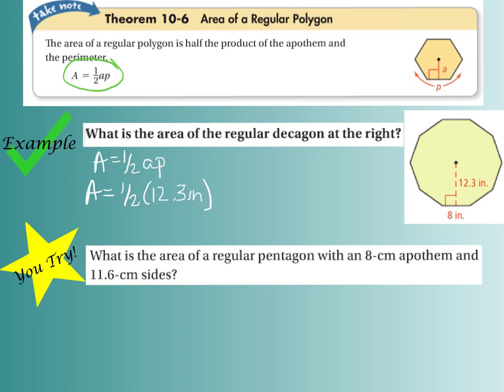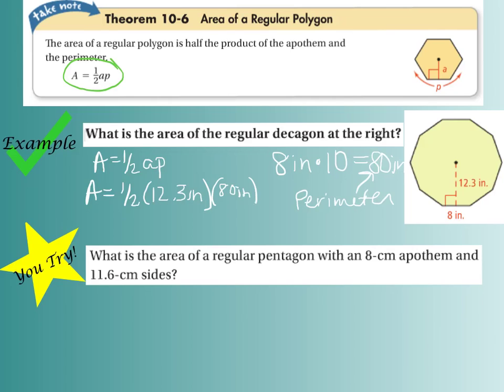So if this piece here is 8 inches, and this is a regular polygon, then I need 1, 2, 3, 4, 5, 6, 7, 8, 9, 10 sides. Oh, that's right. They told me it's a decagon, which means 10 sides. I need 8 inches times my 10 sides. That gives me a total perimeter of 80 inches. That's my total perimeter for this shape. So that is what I plug in to this formula here, 80 inches.